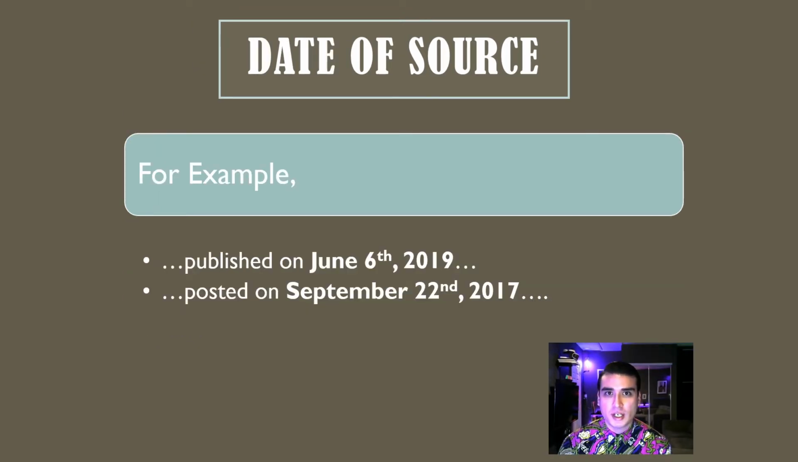So let's look at our next example, which is citing the date, and this one's pretty straightforward. When you're citing a source, you want to indicate its date by the month, the day, and the year. For example, you can say something like published on June 6, 2019, or posted on September 22nd, 2017.